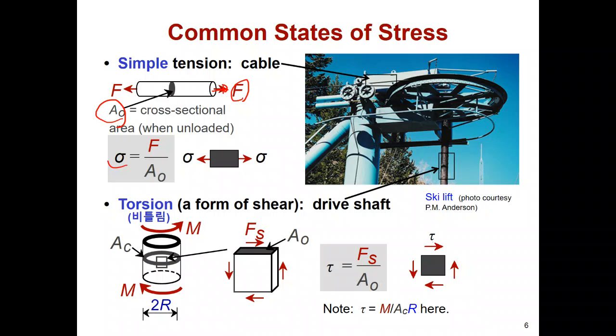At that time, that exact stress value can be obtained from the forces divided by the cross-section area. So that's the simple tension cable case. But sometimes some solid matter can exist in the torsion state. Torsion state means that we rotate some solid material, and it looks like this.